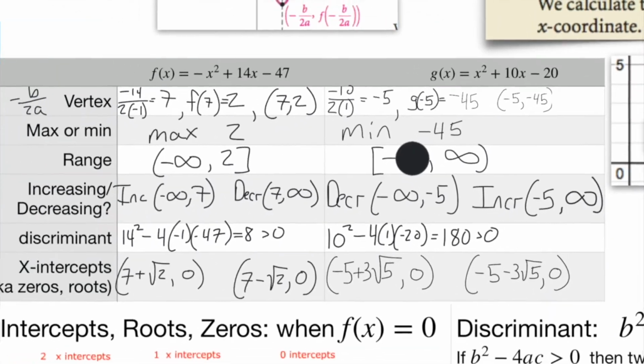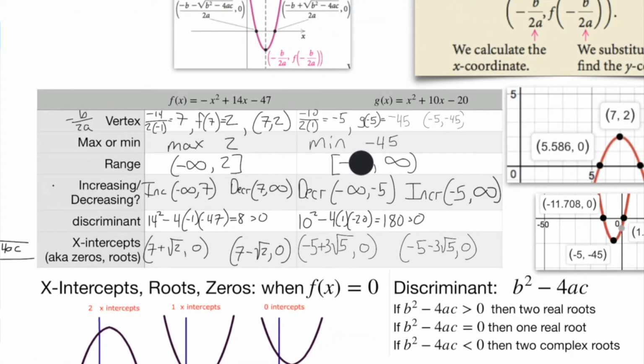Let's do the same thing with g of x. So here's the function. A is 1, B is 10, C is negative 10. To find the vertex, you can do negative b over 2a. Negative b over 2a is equal to negative 5. That's going to be where the axis of symmetry is. X equals negative 5. Plug it into the formula for the function.